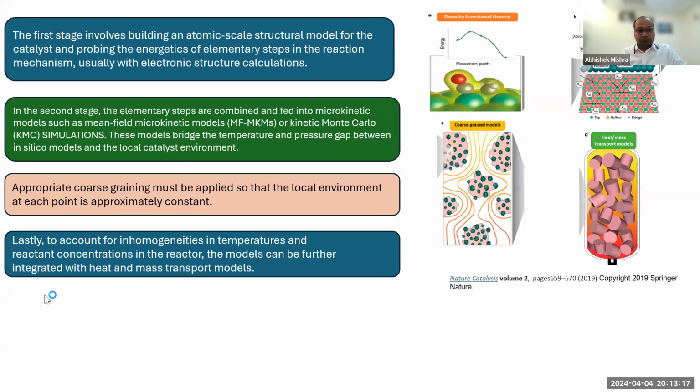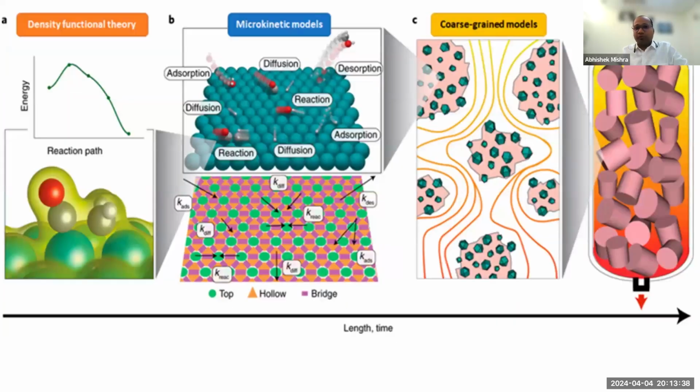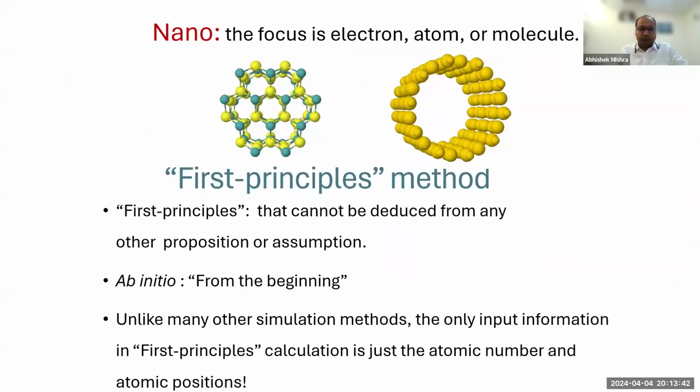And one has to look for the inhomogeneity in the temperature and the reactant concentration as well. So this is the whole scenario in the case of modeling the experimentations in the catalyst domain. So DFT, microkinetic models, coarse grain models, and then heat and mass transportation models.